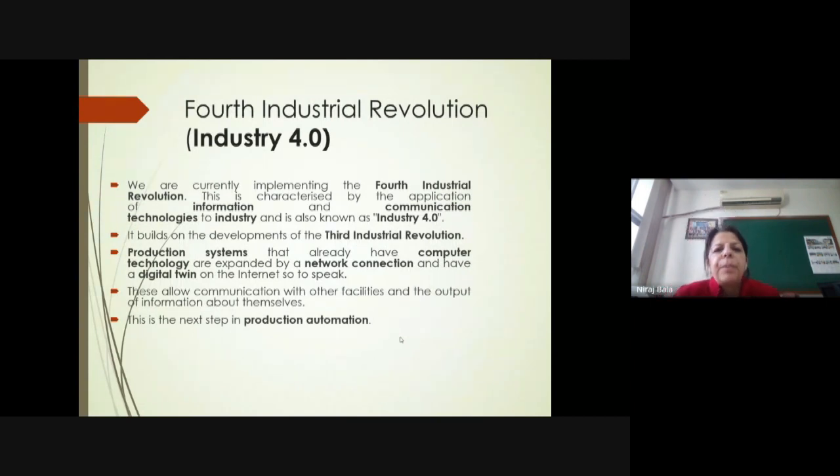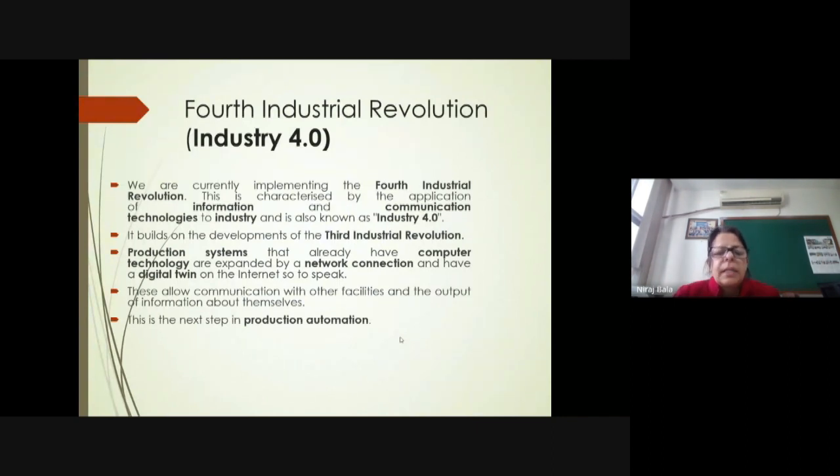Now moving to the present era, which we call Industry 4.0, or the fourth industrial revolution. We are currently implementing the fourth industrial revolution. We are today in the era of the fourth revolution, which is also known as Industry 4.0, or I 4.0. It is characterized by the application of information and communication technologies to industry. It is developed from the previous revolution, the third revolution. What does Industry 4.0 say? It says that production systems that already have computer technology are expanded by a network connection and have a digital twin on the internet.